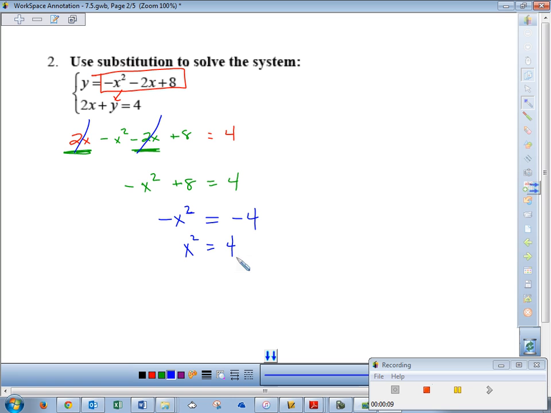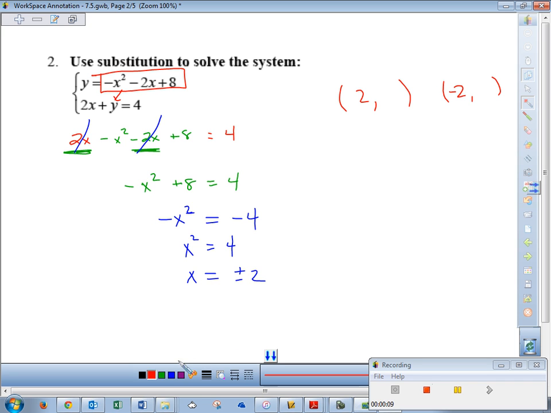And now since it's only x squared, no x to the first, how do you get rid of the square? You square root. So you have to be very careful. What's the square root of 4? Plus or minus 2. There are two different answers to that. x could be 2, or x could be negative 2. So again, set yourself up two ordered pairs. In one of them, x is 2, and in the other one, x is negative 2.